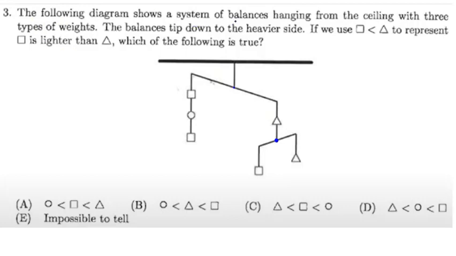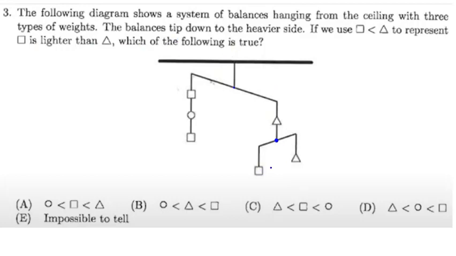Problem number 3. The following diagram shows a system of balances hanging from the ceiling with 3 types of weights. The balances tip down to the heavier side. If we use square less than triangle to represent square is lighter than triangle, which of the following is true?